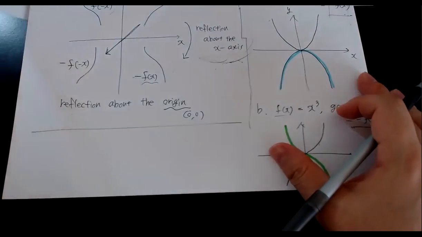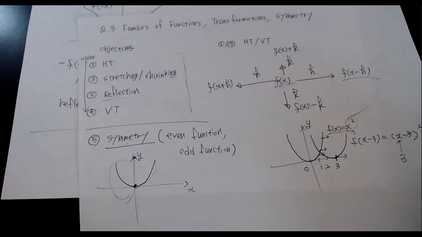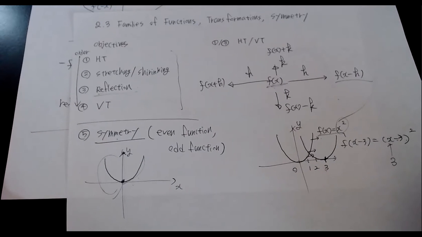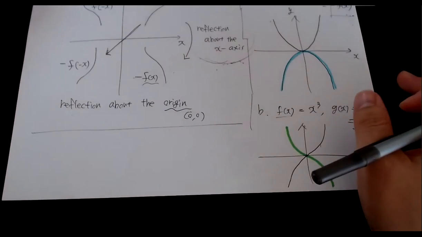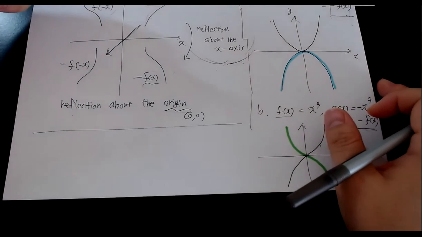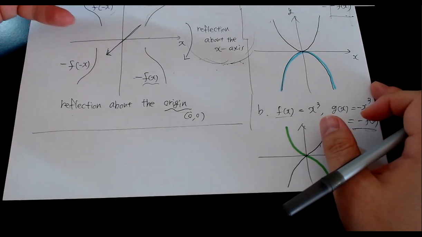Okay, so now we learned objectives 1 through 4, right? So now we're gonna start the real problems in 2.3. We are ready to see real problems in 2.3.